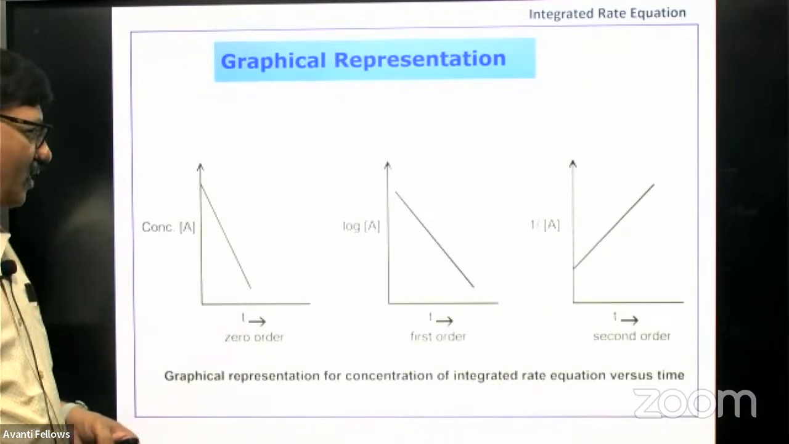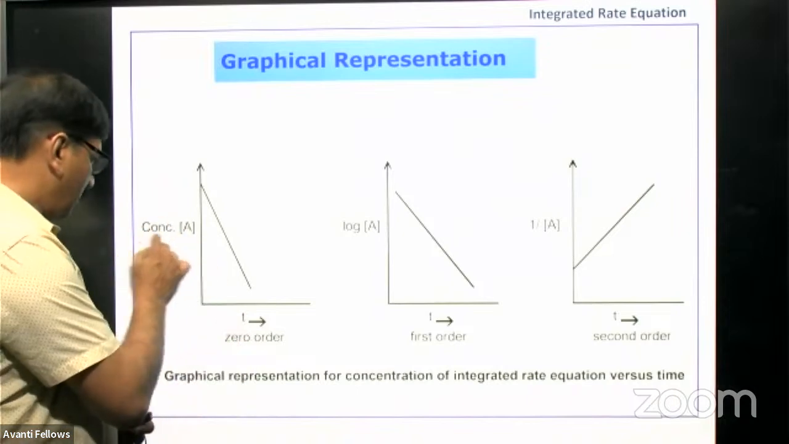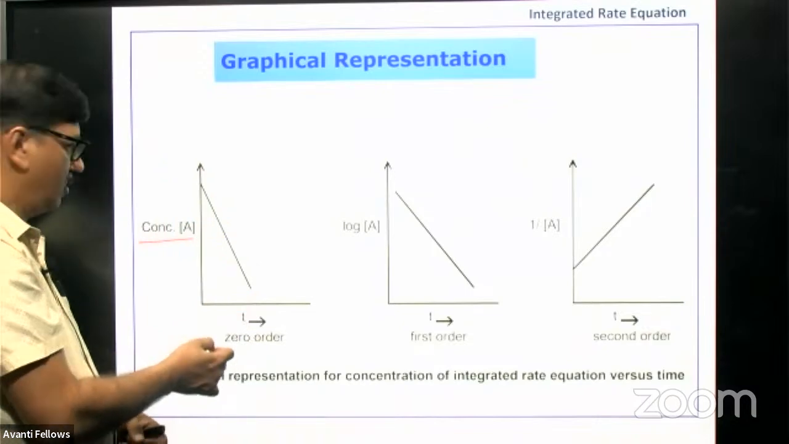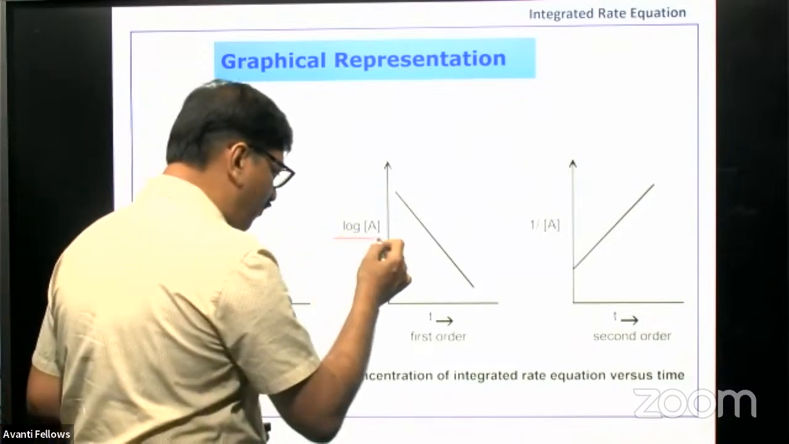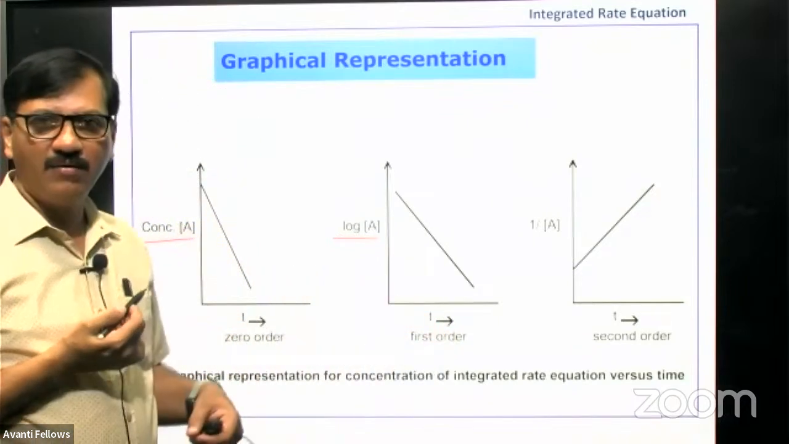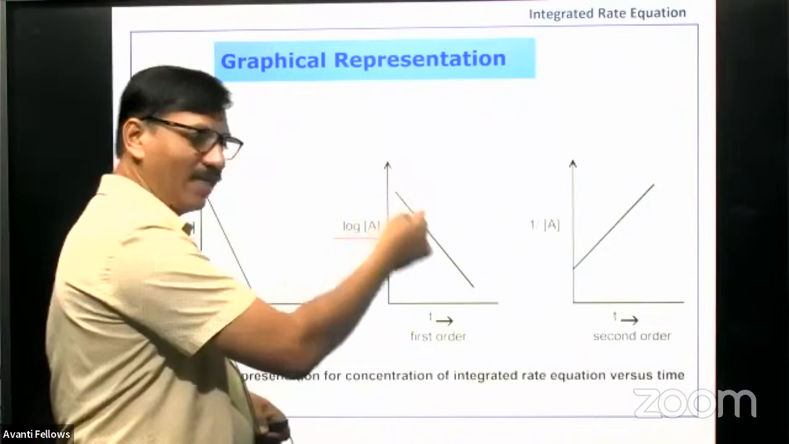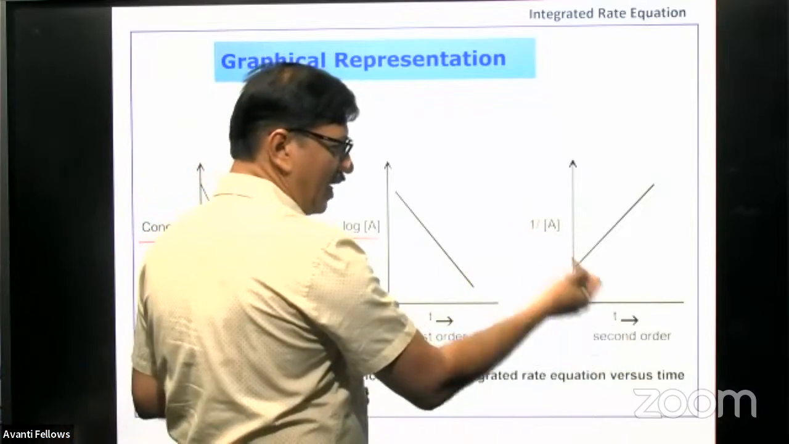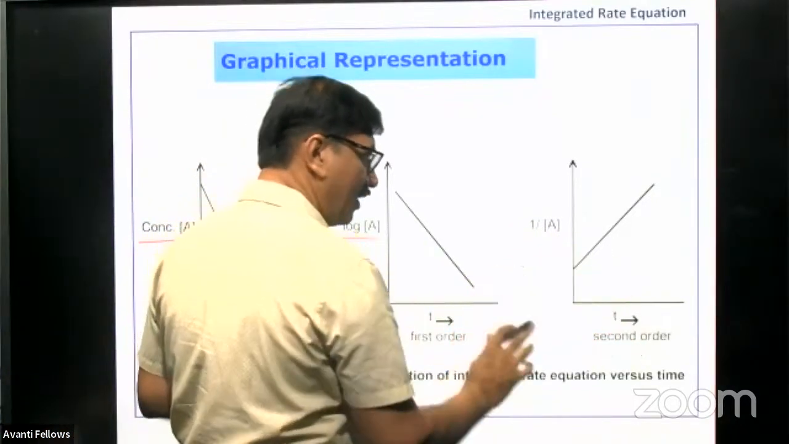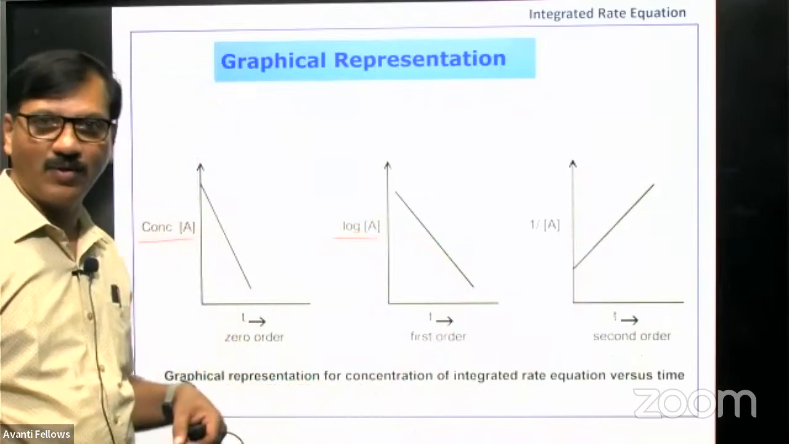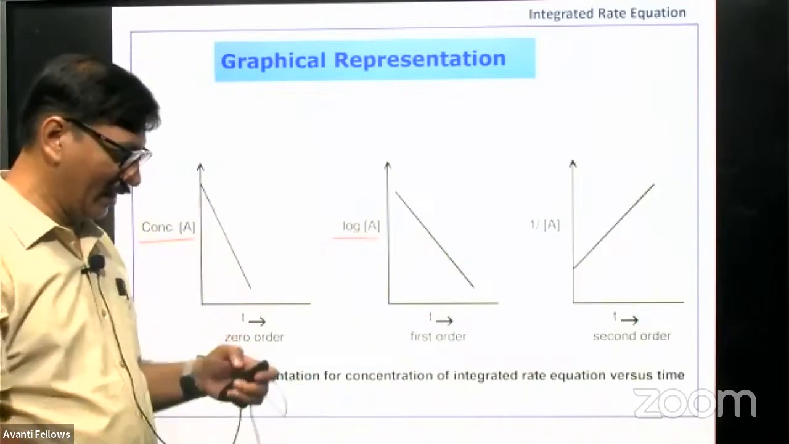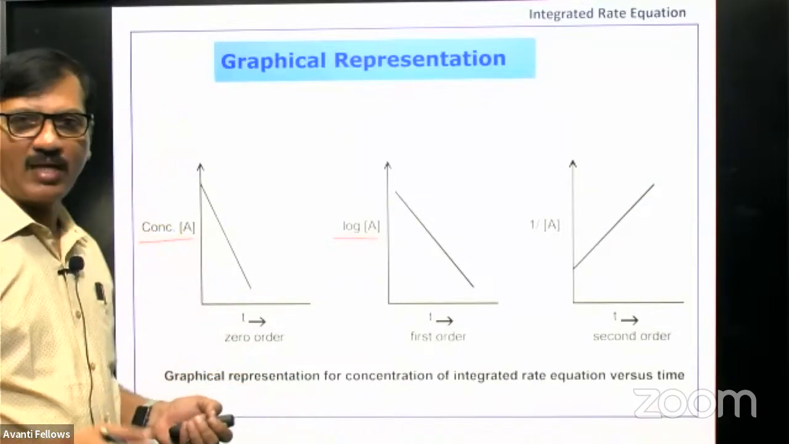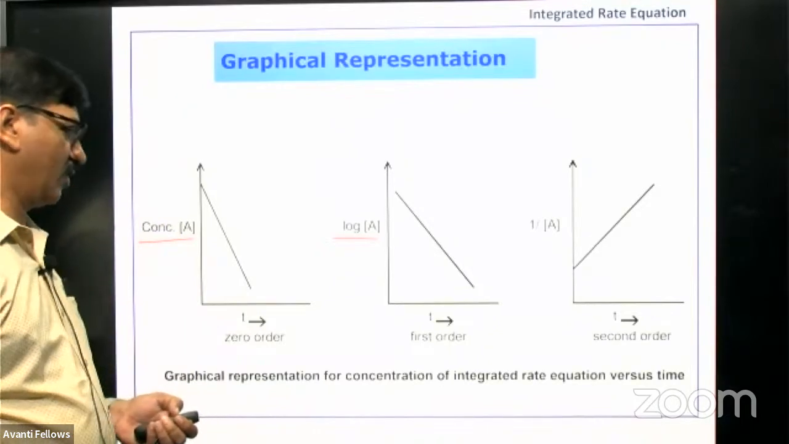This is another way of graphically determining. Concentration of A versus t is a straight line for a zero order reaction. But instead of concentration of A, we have to take log of A versus t for the first order reaction. So it is also a straight line, and the slope can be determined. For the second order reaction, 1 by concentration of A versus t is a straight line like this. In this way also we can find out the order of the reaction or the rate constant of the reaction.